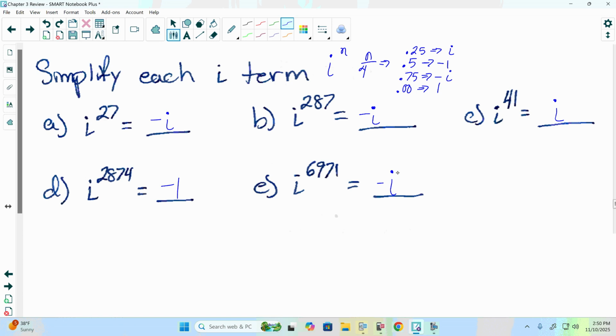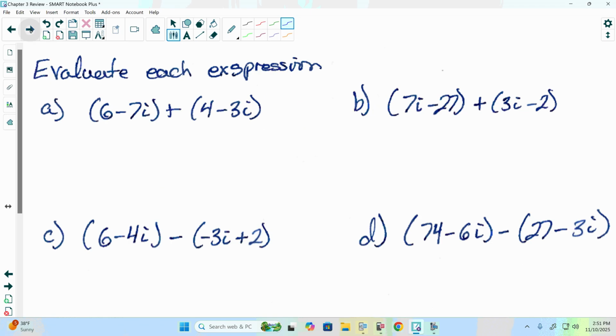Questions on simplifying powers of i? Questions on this so far? We ready for the next set? A, B, C, D. Which one of these do we want to look at first? A?